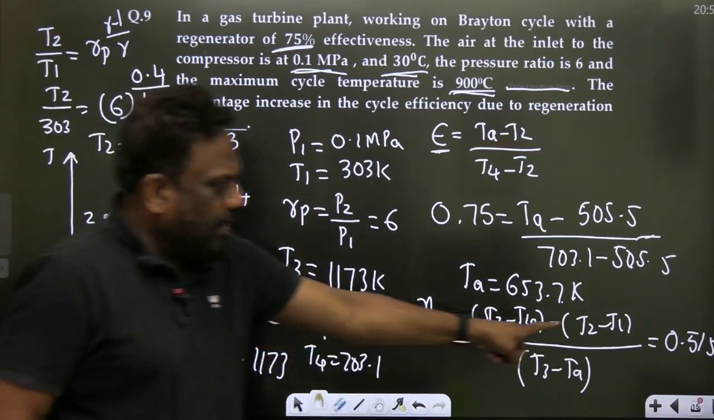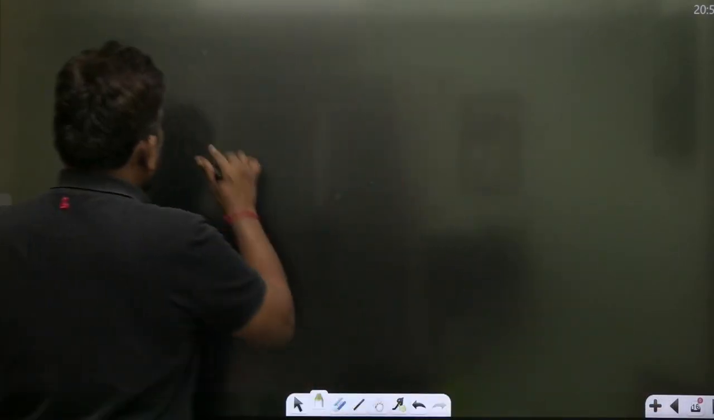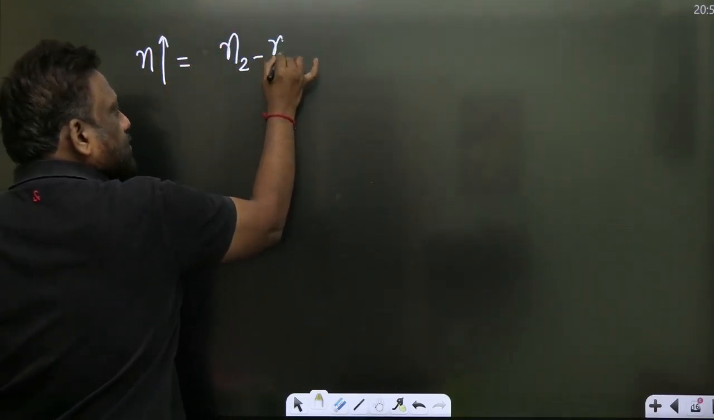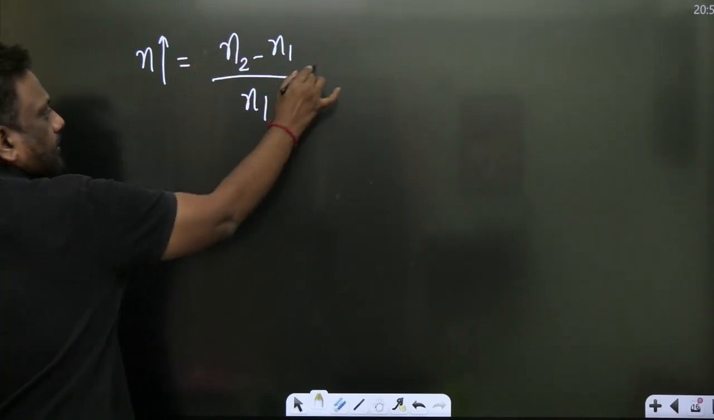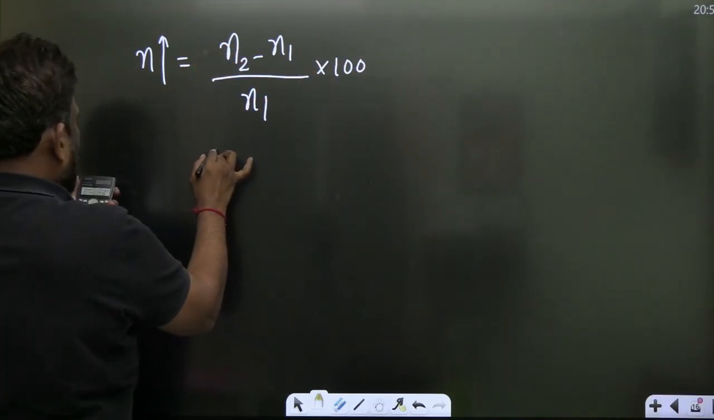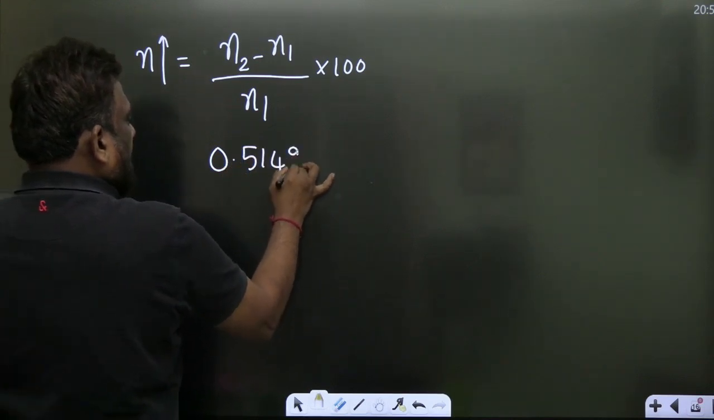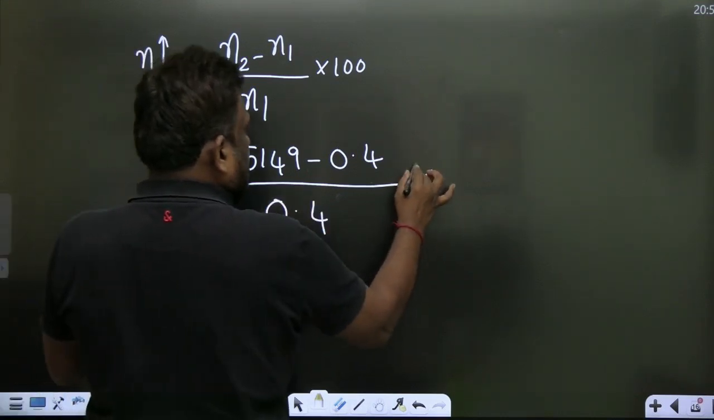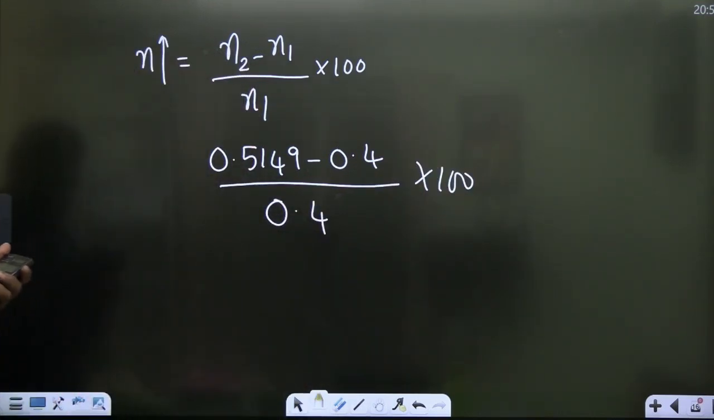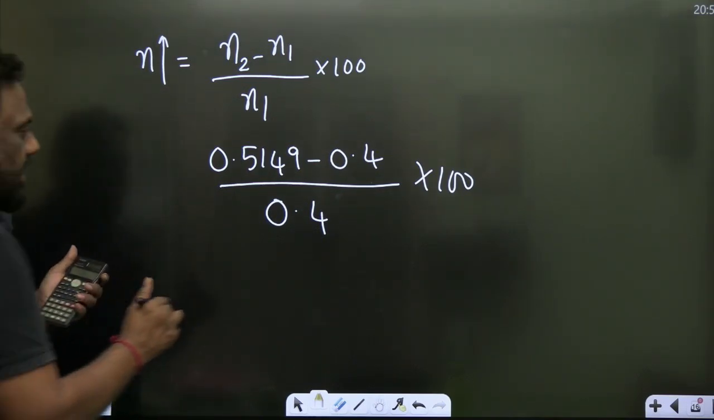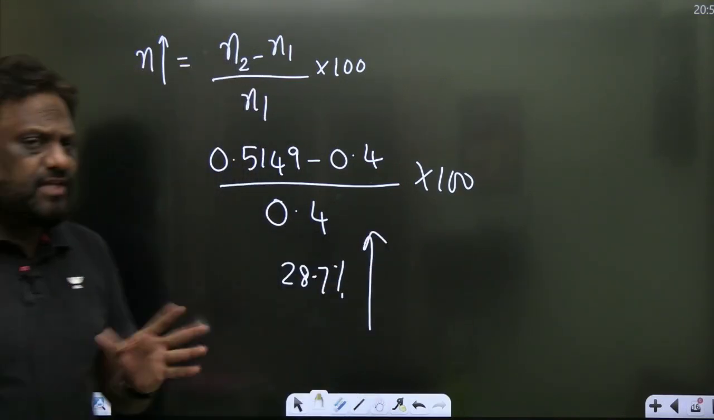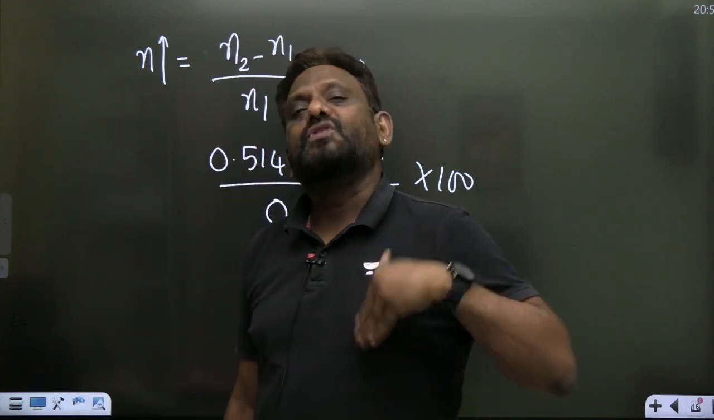He is asking percentage increase in efficiency with respect to actual. Actual is 40%, new efficiency is 51.5%. So the increase in efficiency is the new efficiency minus old efficiency, with respect to the old, into 100. So 0.5149 minus 0.4, divided by 0.4, into 100. We are getting around 28.7% increase in efficiency due to regenerator. Always note down that regenerator always improves efficiency.